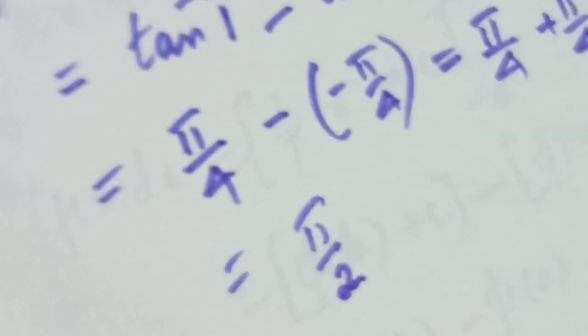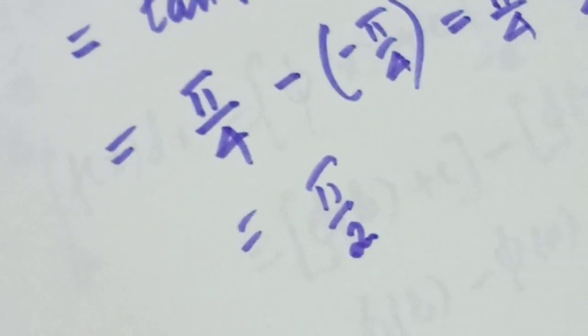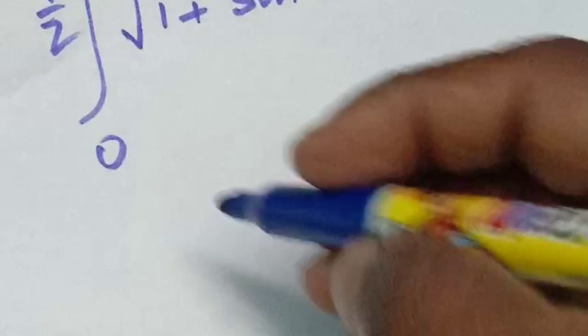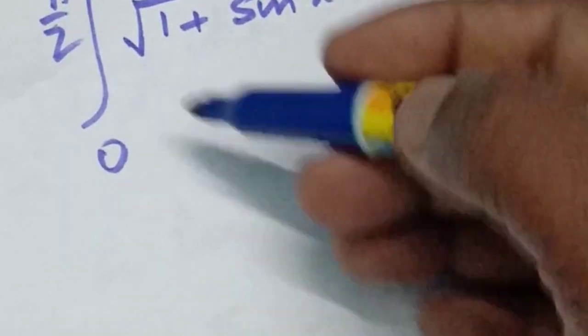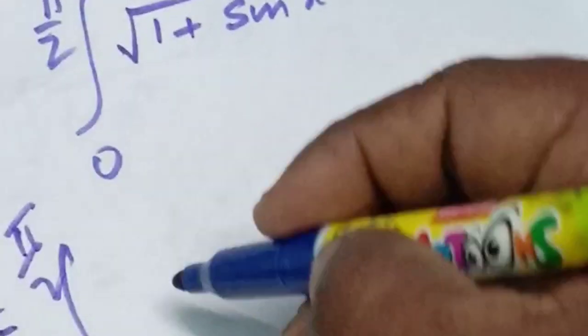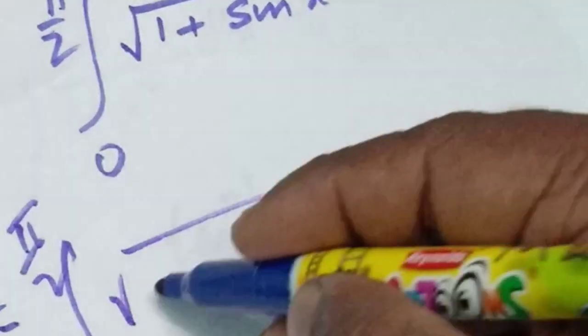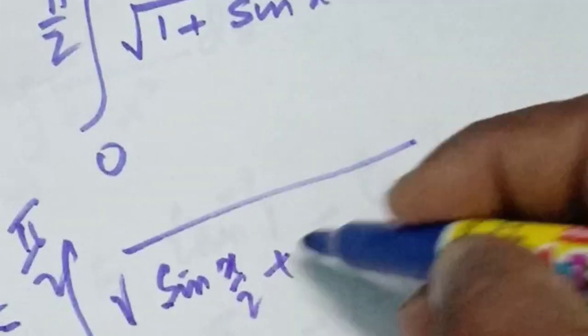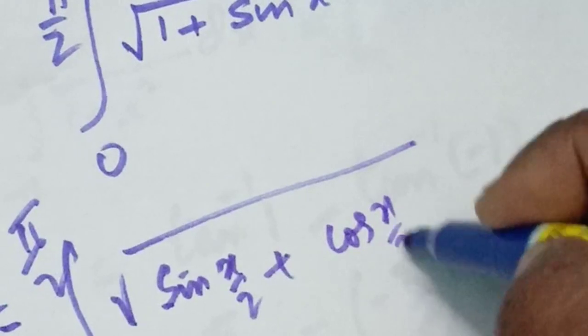So this is how we integrate. Let us take another example. I suppose you all are understanding how to solve a definite integration. Now, integral from 0 to pi by 2 of under root 1 plus sin x. So let us simplify this. This is under root of sin x by 2 plus cos x by 2, whole square.